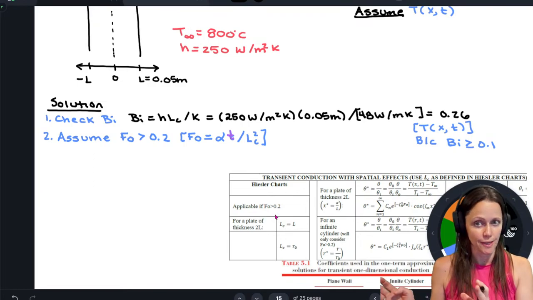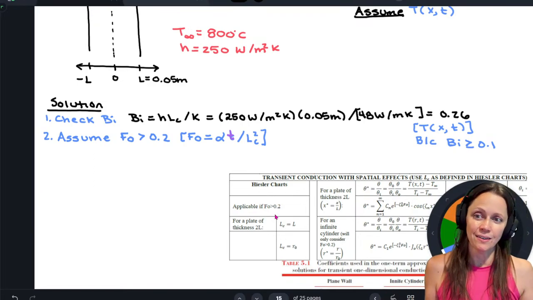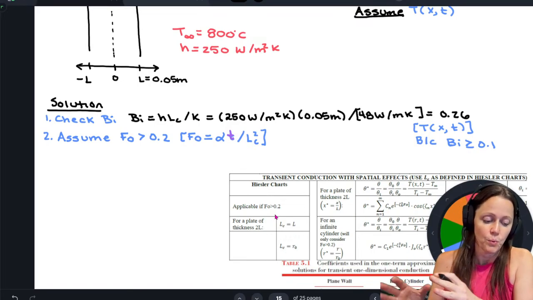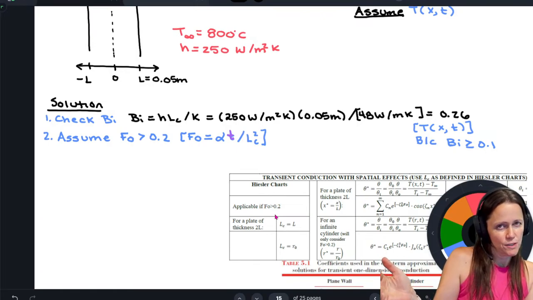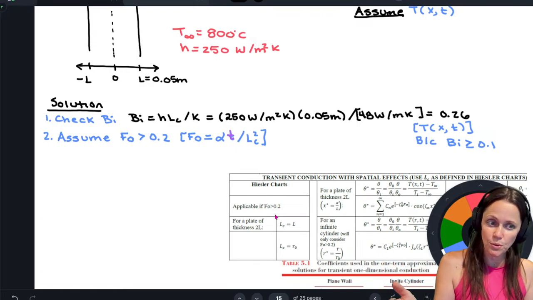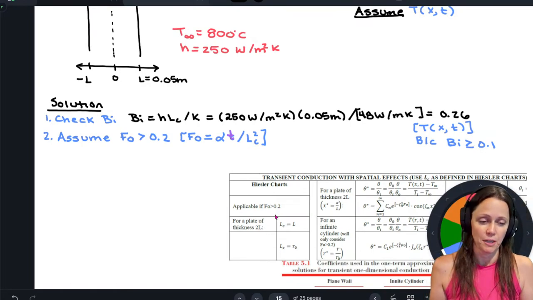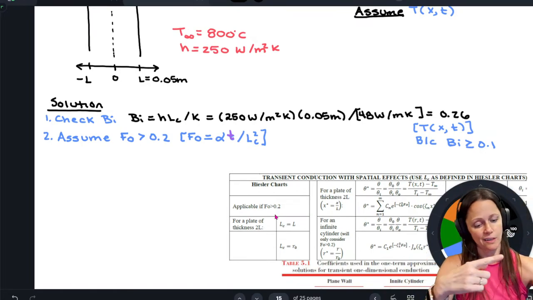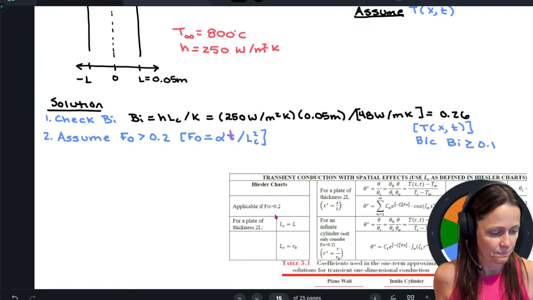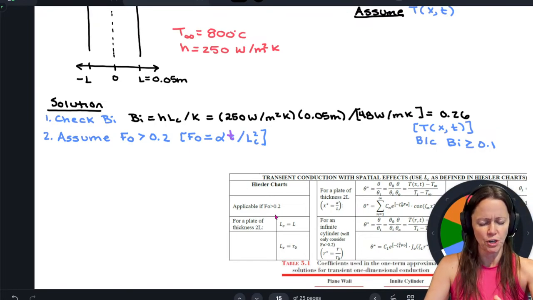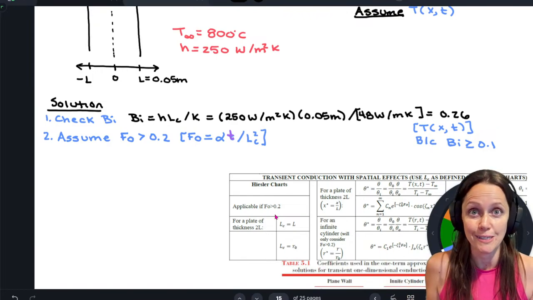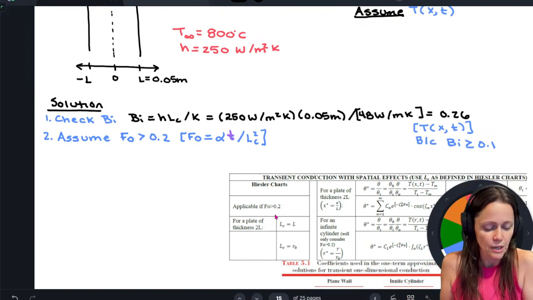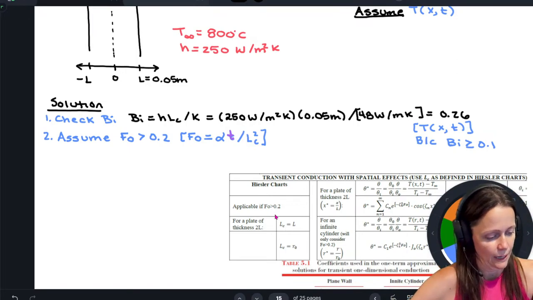However, what I can do is solve things, and then when I find things based on that assumption, I could say, okay, well, was the Fourier number greater than 0.2? If so, okay, probably okay. It's kind of cyclical reasoning, because you're making an assumption, calculating things based on that assumption, and then using what you calculated to see if that assumption was okay in the first place. But it's the best that we've got. As long as we're pretty far above that 0.2, we should be okay.